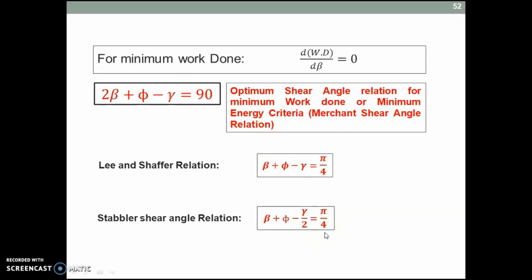So don't be confused. From the exam point of view, just see what the question asks, whether it asks for the Merchant shear angle relation, or the Lee and Shaffer, or the Stabler shear angle relation. As per the question, you have to answer.